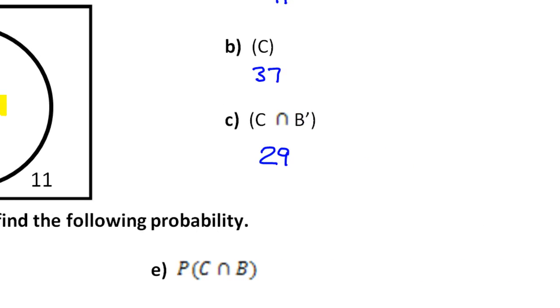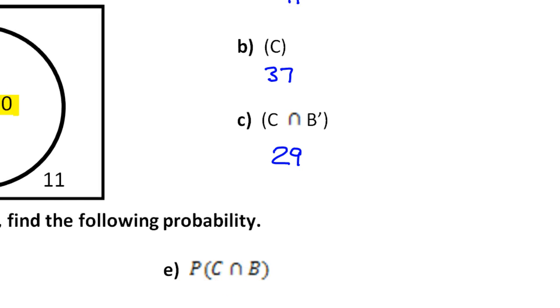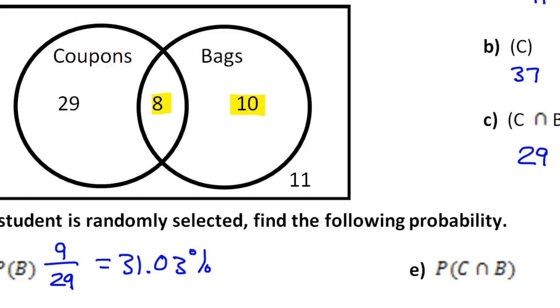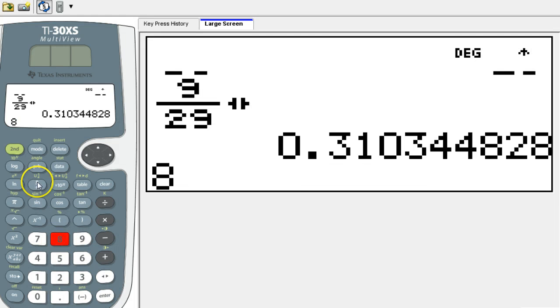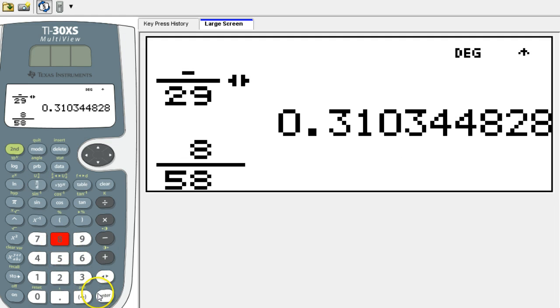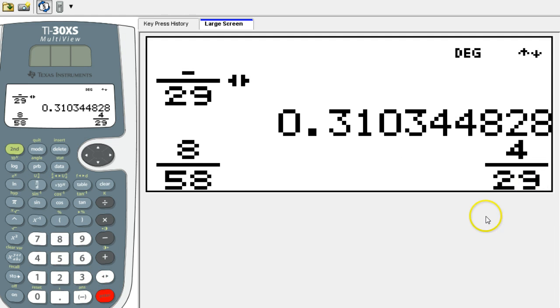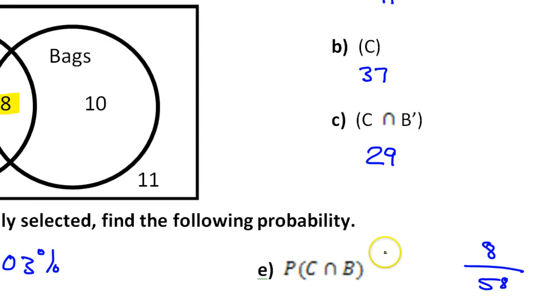Now how about E? We want the probability of the intersection of C and B. The intersection of C and B is this overlapping part right here in the middle. It's the 8. So probability makes this 8 out of 58. Okay, so 8 out of 58. That reduces to 4/29ths.